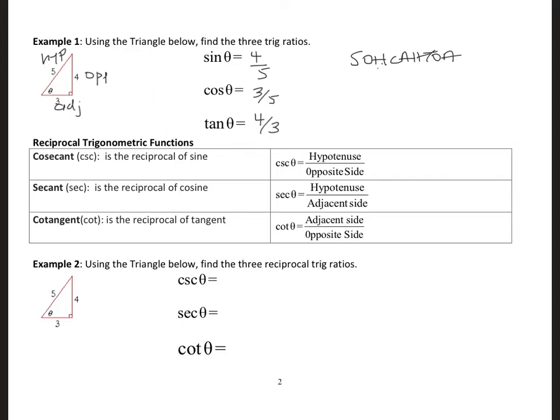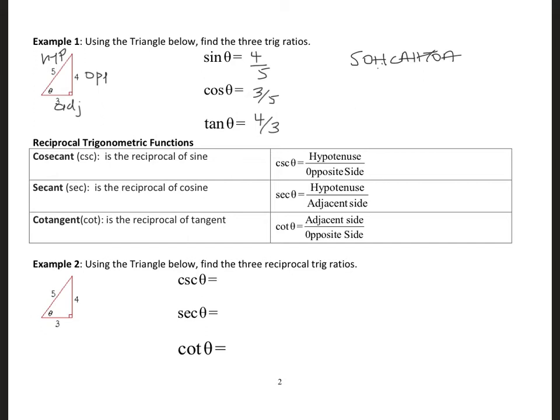Now let's look at the reciprocal trigonometric functions. The first is cosecant, which is the reciprocal of sine, so it's hypotenuse over opposite. The next one is secant, which is the reciprocal of cosine, and this is hypotenuse over adjacent. Then we have cotangent, which is the reciprocal of tangent, which is adjacent over opposite.